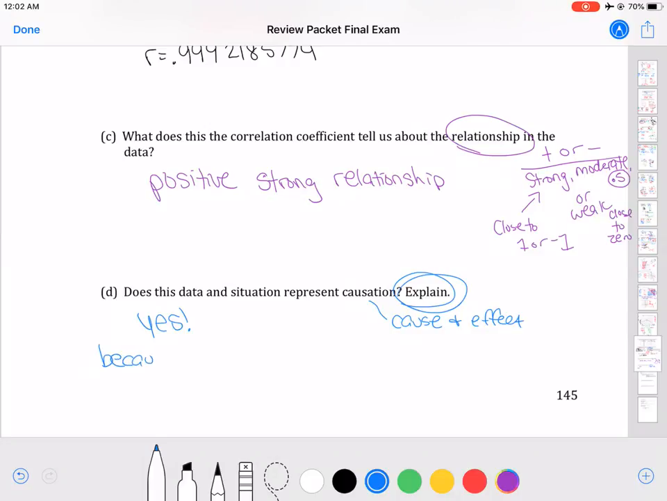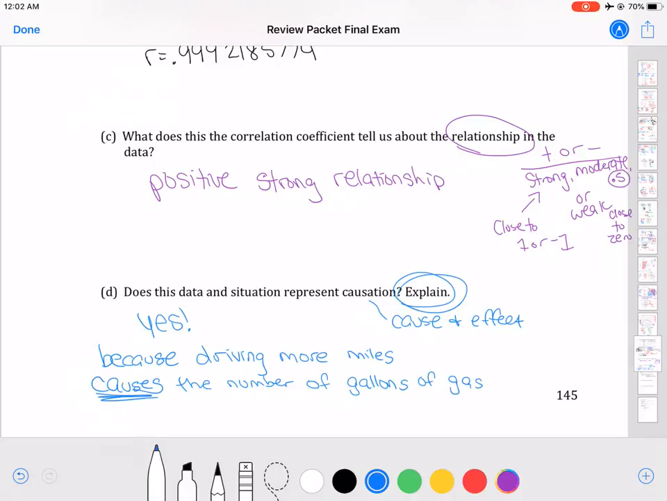Okay. And it does say to explain, so my explanation is going to be yes, because driving more miles causes the number of gallons of gas used to change. The big word is causes. One thing causes the other.